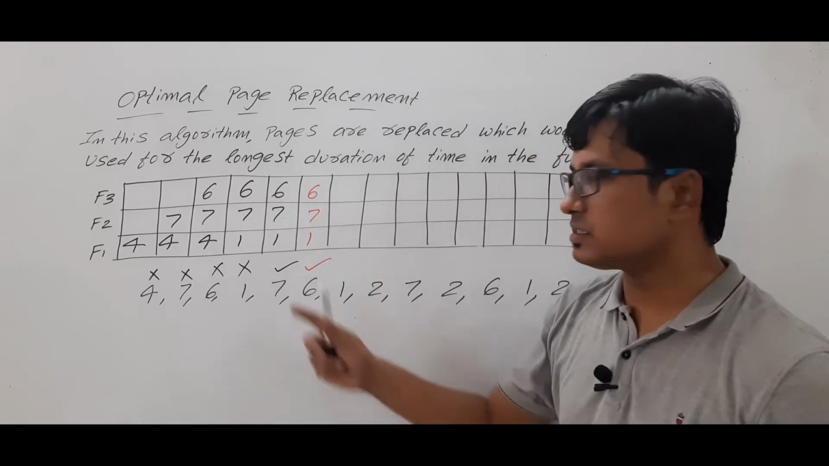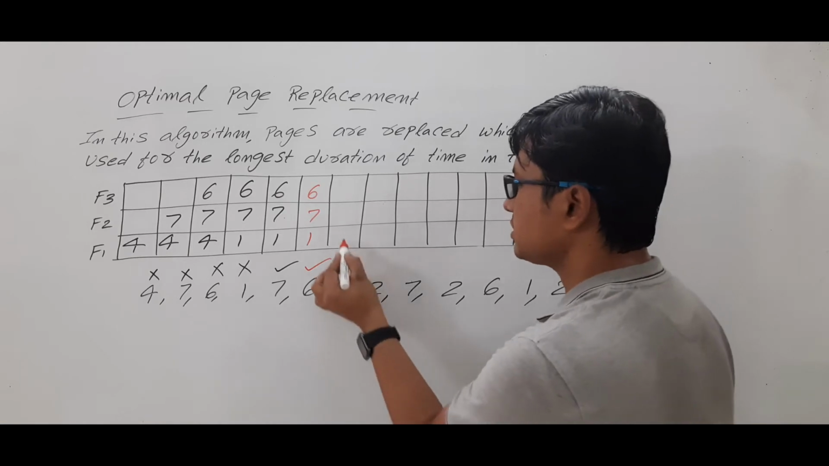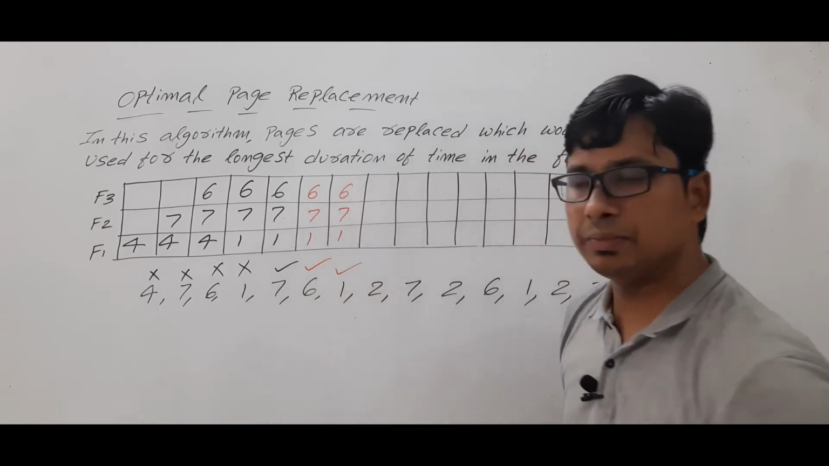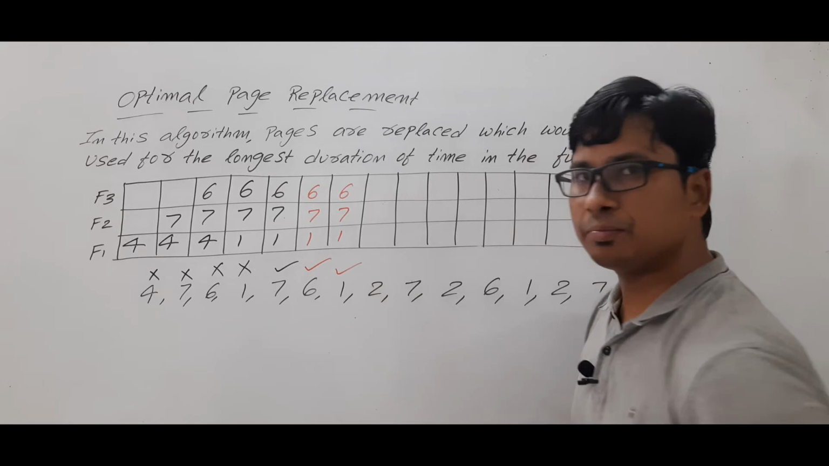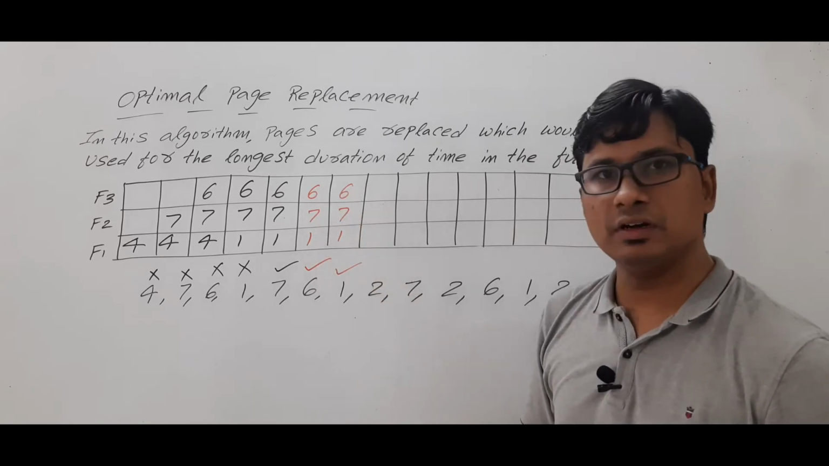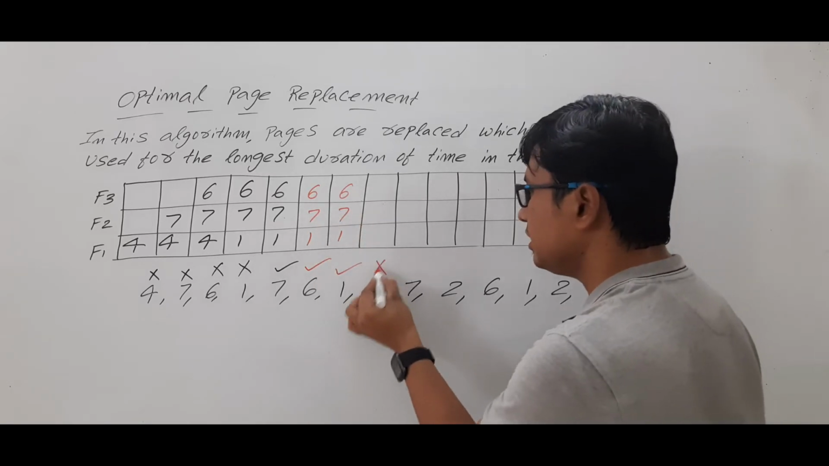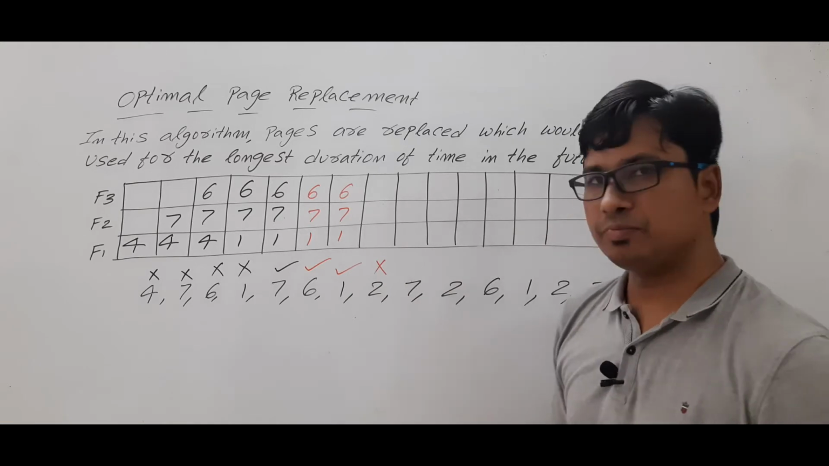Page number 1, yes, it is available. So it is a page hit. So same pages will be there. Now page number 2. Page number 2 is there in the main memory? It is not there. If it is not there, it is a page fault.